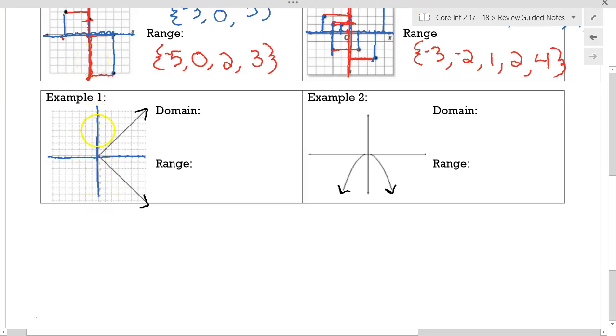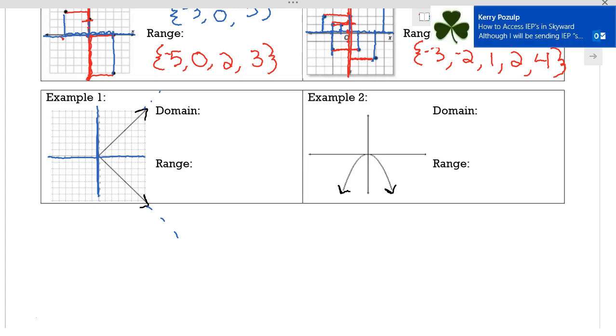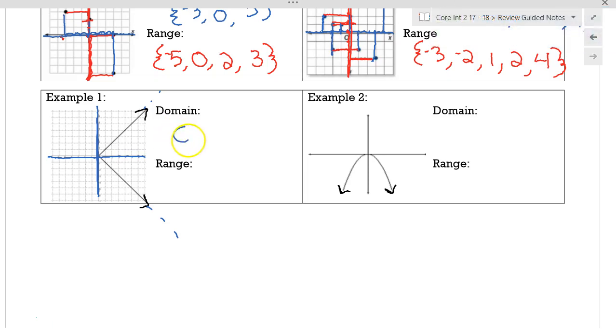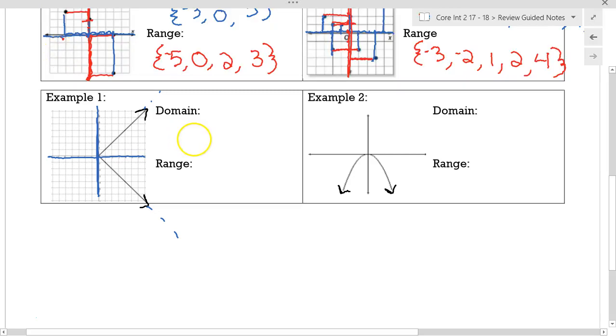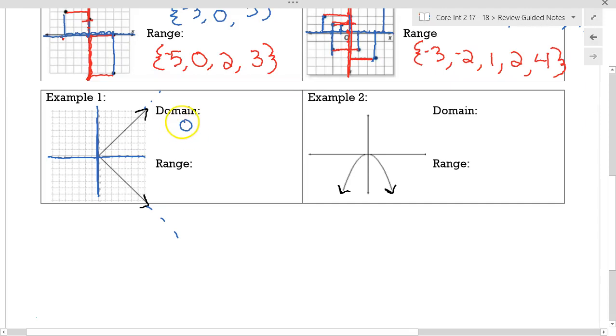My farthest left point is right here, right? That point there. What's my farthest right point? I don't have a farthest right point. This is going to continue on forever. Okay? So, my domain starts at 0 and goes to infinity.